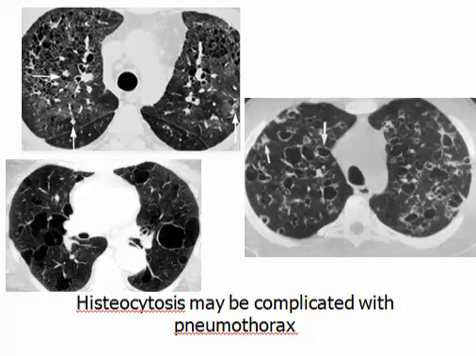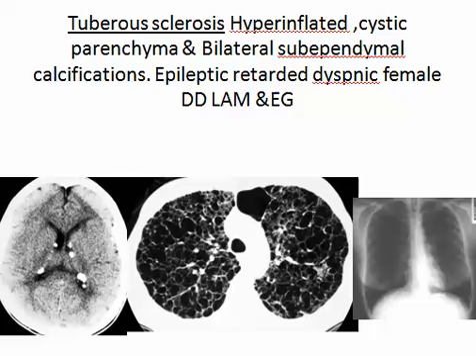This is histiocytosis, which may be complicated with pneumothorax. Again, it is pan-acinar with bronchiectasis, cystic changes. Tuberous sclerosis. Here we have the subependymal calcifications. The patient is an epileptic retarded dyspneic female, and the differential diagnosis of such an appearance of cystic parenchyma is lymphangiomyomatosis and eosinophilic granuloma.